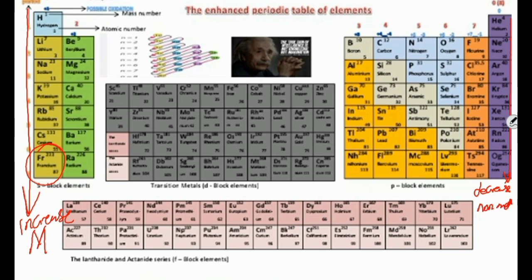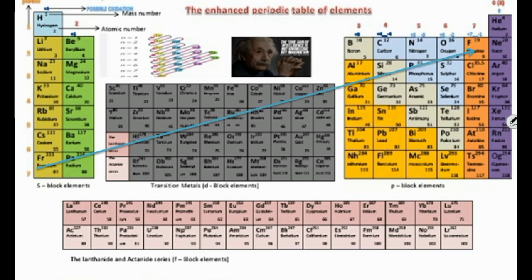That decreases as you come down the group, which simply means that the most reactive metal is the most reactive element, and the most reactive non-metal is fluorine, and the most reactive metal is francium. Of course, both of them share a diagonal relationship. That's the trend in the periodic table as regards diagonal relationship.